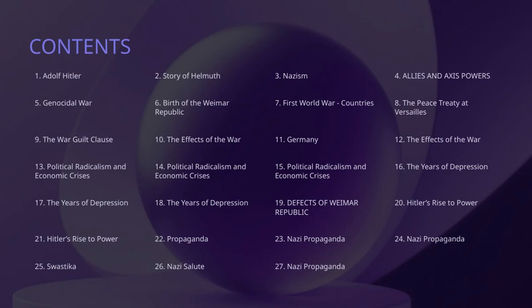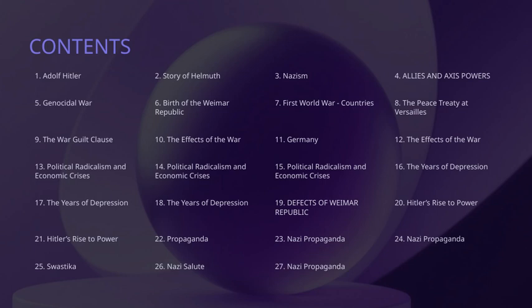We start with Adolf Hitler, whose story is central to understanding the rise of Nazism. Moving on, we see the concept of a genocidal war, which highlights the devastating impact of conflicts like World War I and how they set the stage for future atrocities. The war guilt clause is also crucial, as it imposed heavy penalties on Germany and fueled resentment. Next, we examine political radicalism and economic crises, which were key factors that destabilized Germany and created fertile ground for extremist ideologies. We'll explore the story of Helmuth, a personal narrative that helps illustrate these turbulent times.